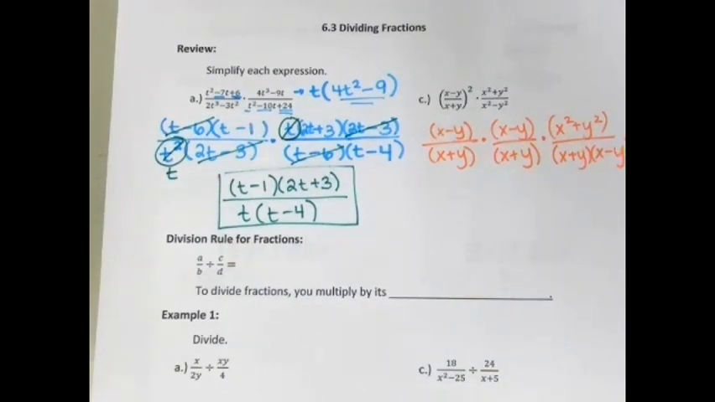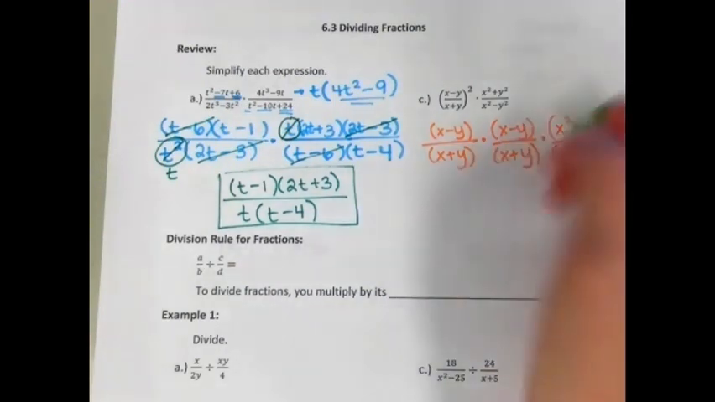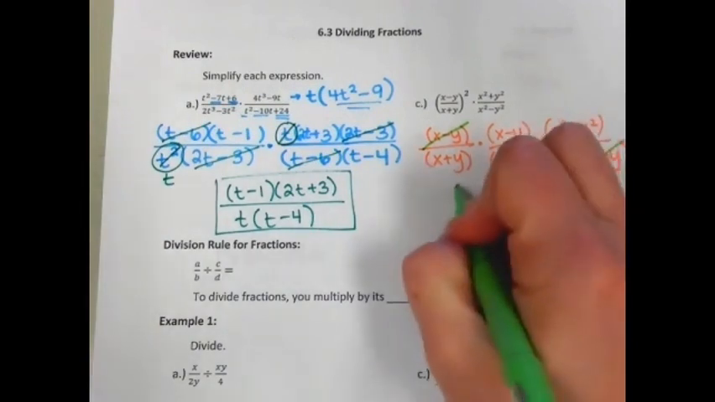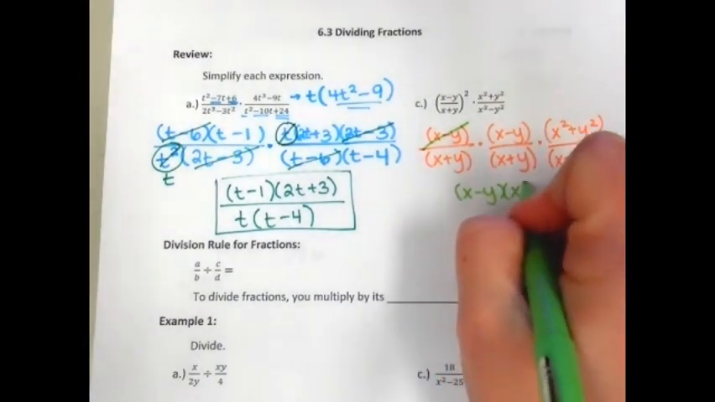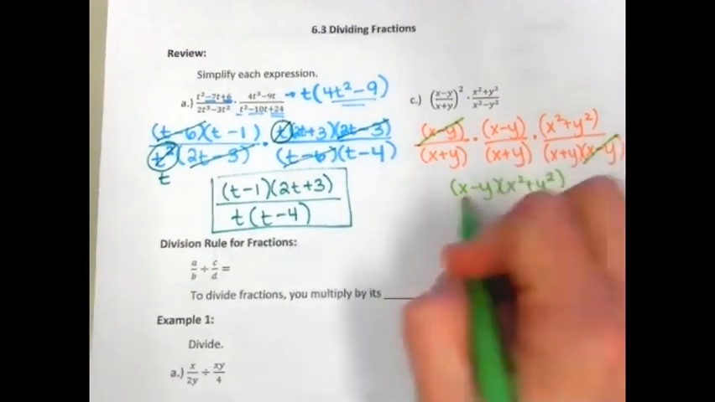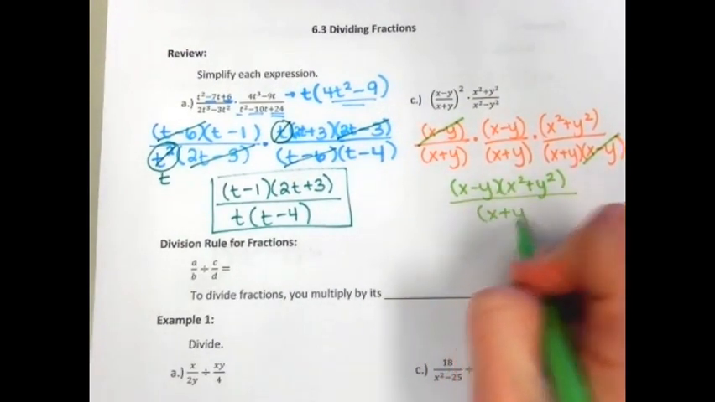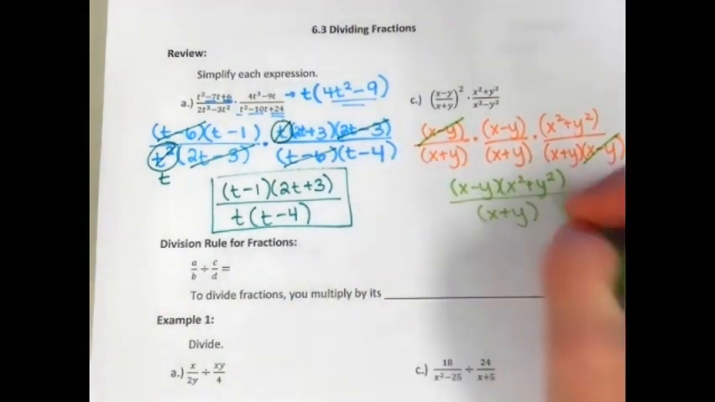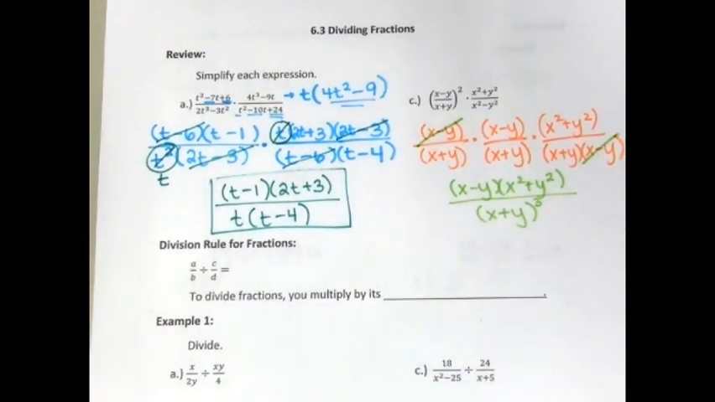What do you guys notice? Do we have anything we can cross out? The x minus y's. Yep, I can see an x minus y here, x minus y there. Anything else? Nope, I don't see anything. So my numerator is going to stay x minus y times x squared plus y squared. And then in the denominator, this x plus y occurs how many times? 1, 2, and 3. So could I just raise it to the third power instead of writing it 3 times? Yeah. Okay. All right, any questions with that?